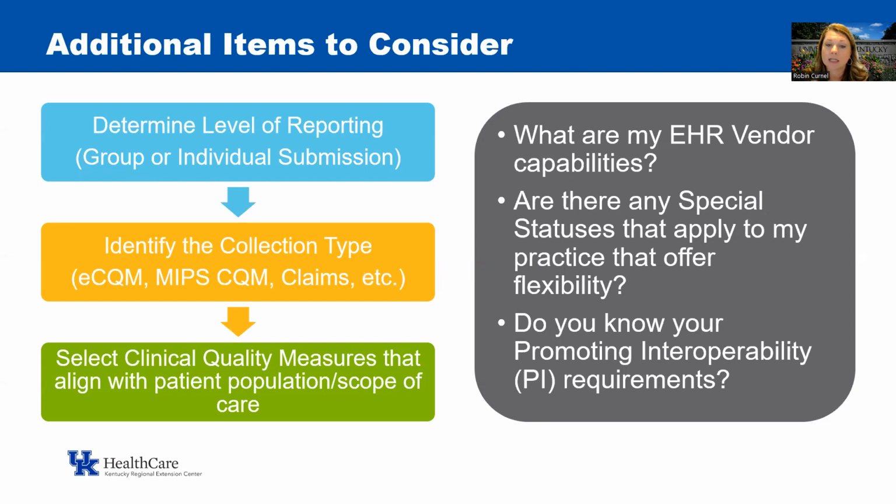And then you're going to have to select clinical quality measures that are applicable to your practice. If you're submitting at the group level, how do you incorporate it if you have folks that are multi-specialty, things of that nature. And then consider what your EHR capabilities are, and what special statuses apply to your practice. If you're considered a small practice, you get 6 bonus points under the quality category that large practices don't receive. And then do you know what your capability is with the promoting interoperability category? What can your EHR vendor meet so that you're successful in that category as well?